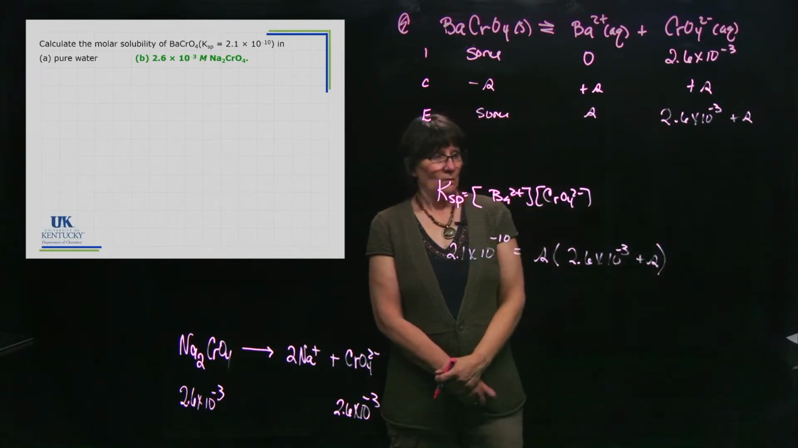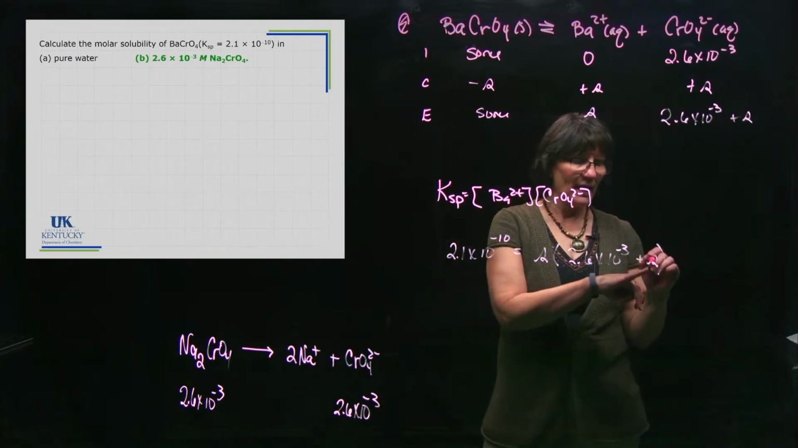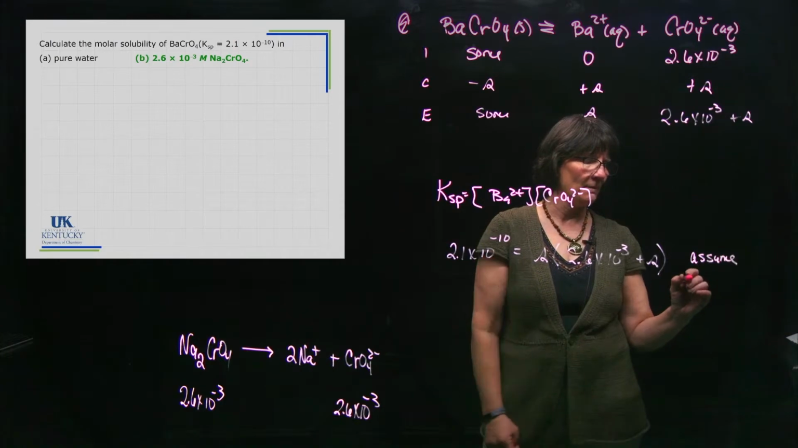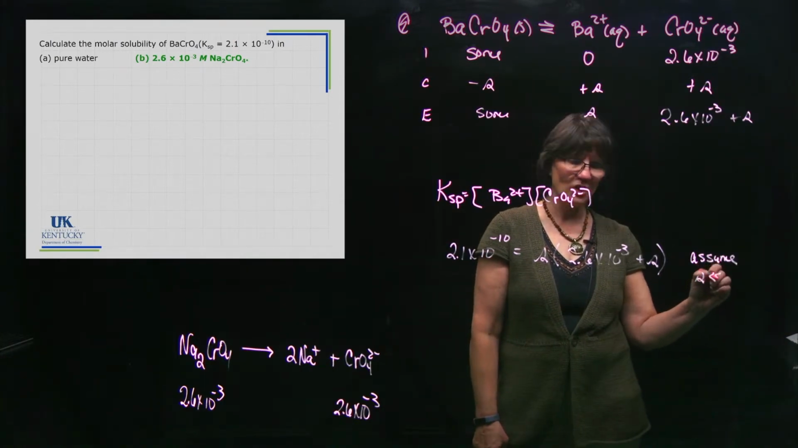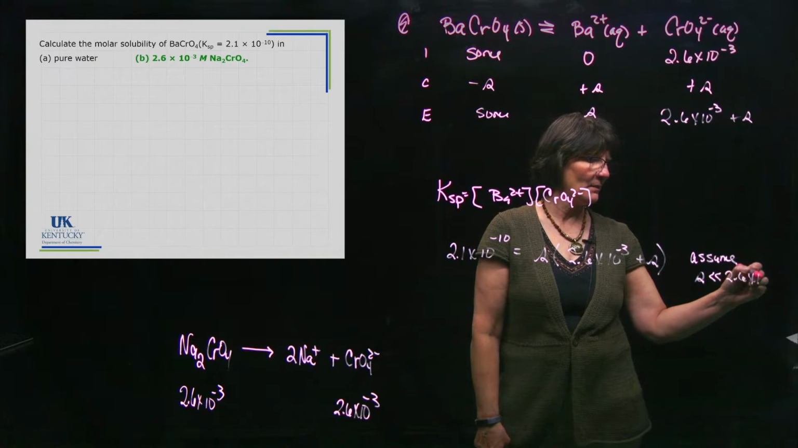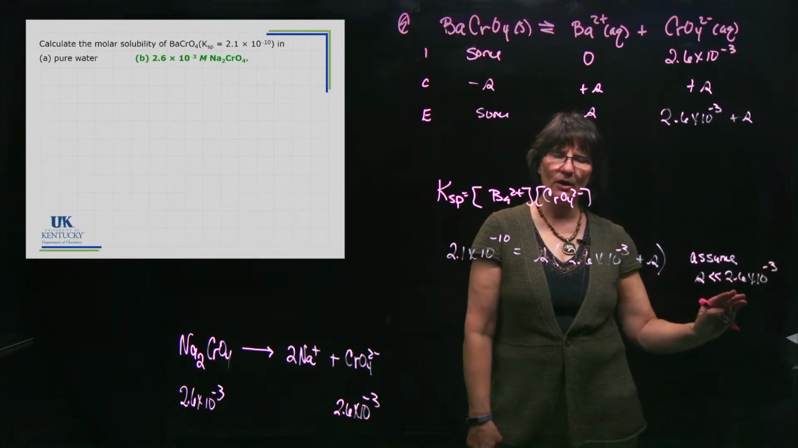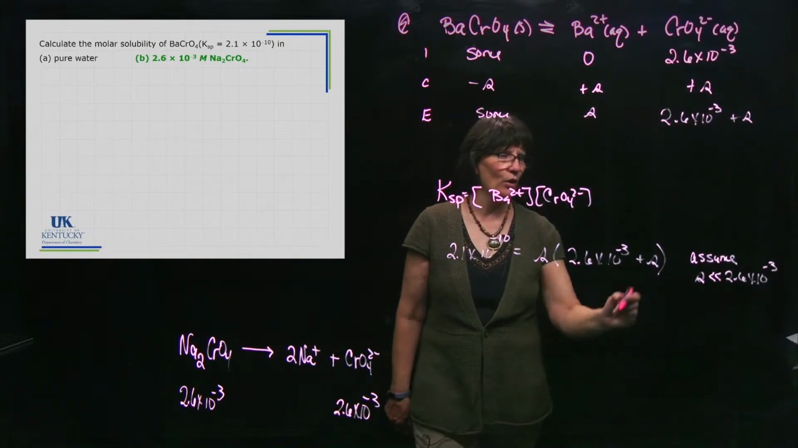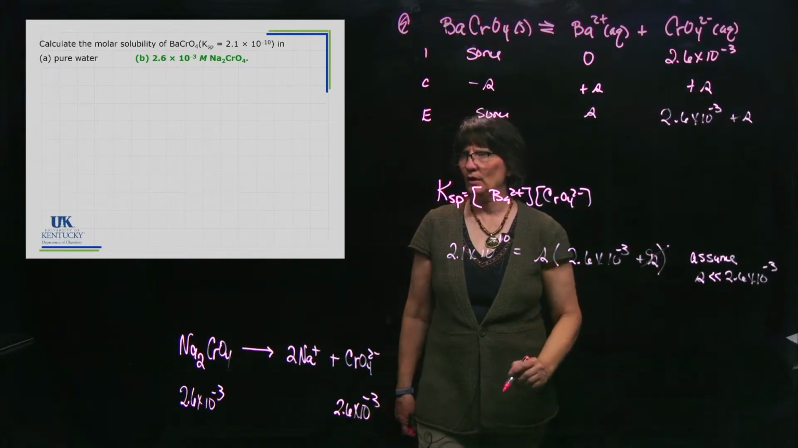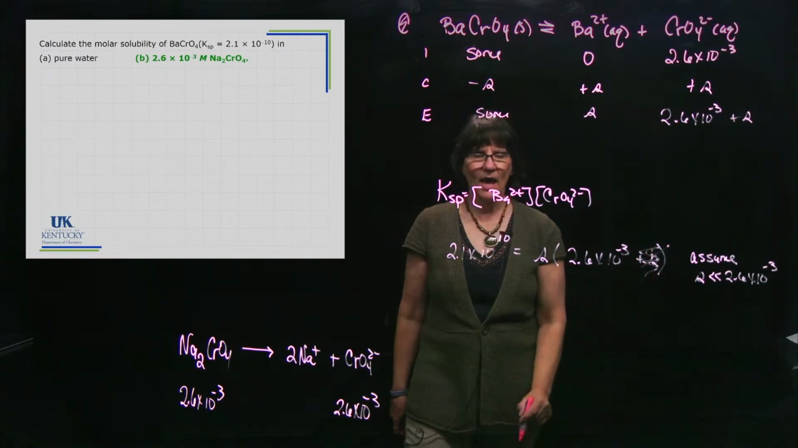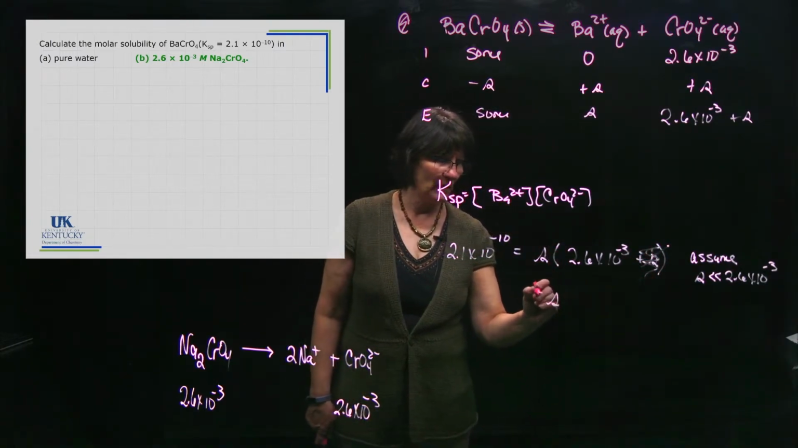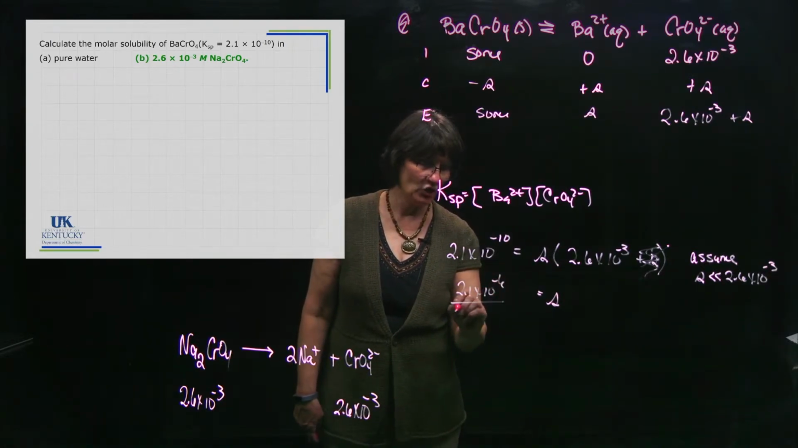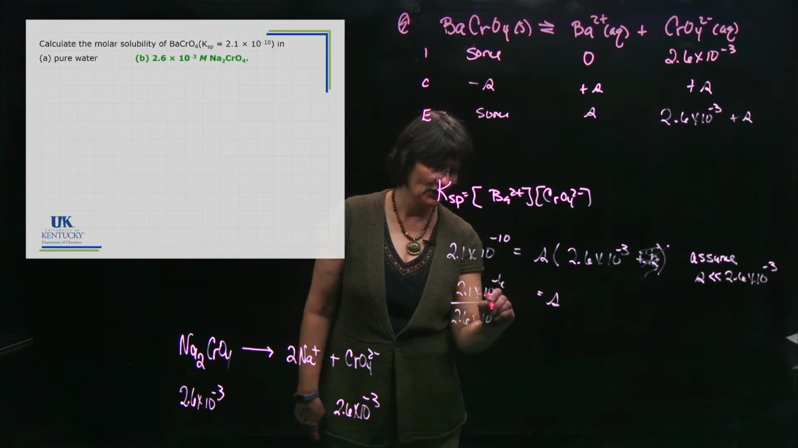Okay? Well, we could do the quadratic if we really wanted to, but let us make an assumption. Let's try it anyway, because it's always better than a quadratic. We're going to assume that S is much, much smaller than 2.6 times 10 to the minus 3. That's a little iffy, because that's a pretty small number. But we do know that this common ion makes it even less soluble, so maybe it'll work. I'll ignore that little S. So I'm going to scribble it out, okay? And so now we know that S would be 2.1 times 10 to the minus 10 divided by 2.6 times 10 to the minus 3.